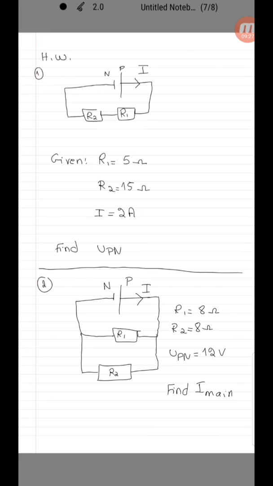Okay guys, now we're going to have a homework for next time. Two exercises. In the first exercise, I have 2 resistors connected in series, R1 and R2, with the main current equal to 2 amperes, and I need to find the main voltage, UPN. In exercise 2, I have 2 resistors connected in parallel, and I have the main voltage and I need to find the main current. The 2 exercises can be solved using Ohm's law, and I need to find R equivalent in order to apply Ohm's law on the main voltage and the main current.